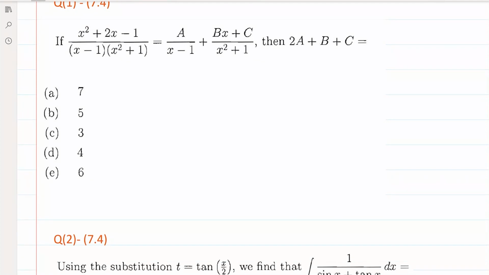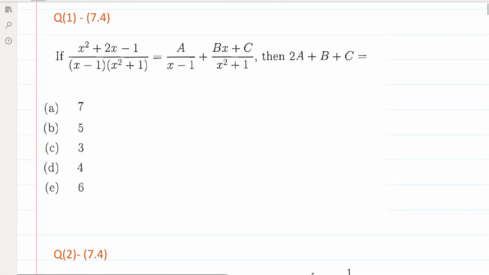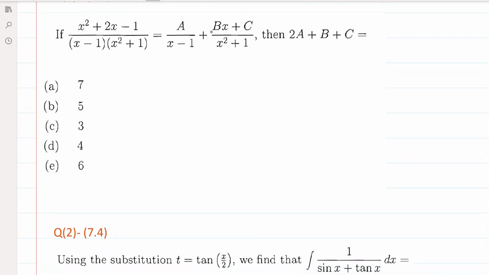So today, as you know, one of the integration techniques is integration by partial fractions. There are some important ideas about partial fractions. For example, let me start with question number 1. He said that if you use partial fractions to split the left-hand side, you will find it equals a over x minus 1 plus bx plus c over x squared plus 1. What is the value of 2a plus b plus c?